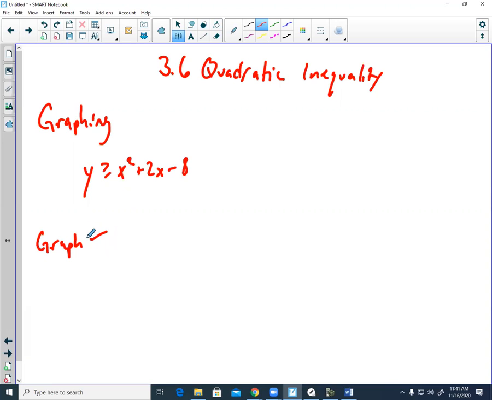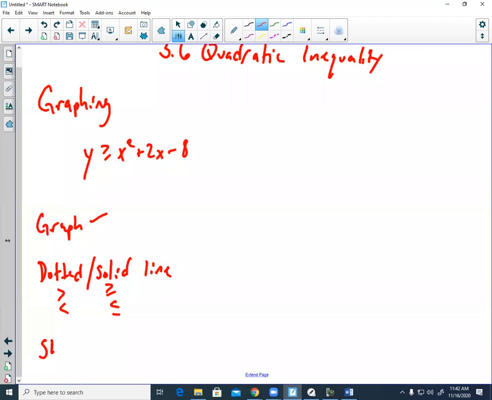That should be easy. The second thing that you have to think about is whether or not to put a dotted or solid line. So you need to either put a dotted or a solid line. If the symbol is greater than or less than, it's going to be dotted. If the symbol is greater than or equal to or less than or equal to, it's going to be solid. And then finally, the last thing that you have to think about is shading. So some of you might remember this from Algebra 1, because you did do this in Algebra 1 with solving systems of inequalities when you had to graph lines.